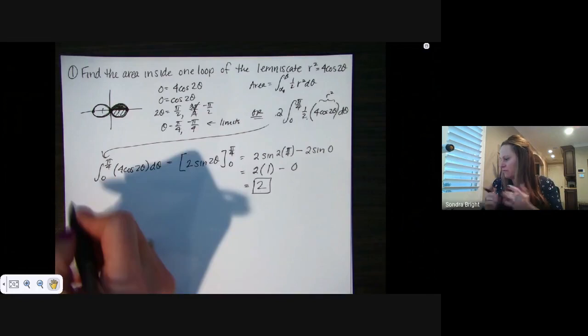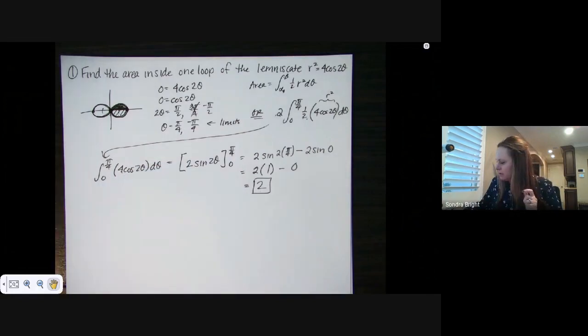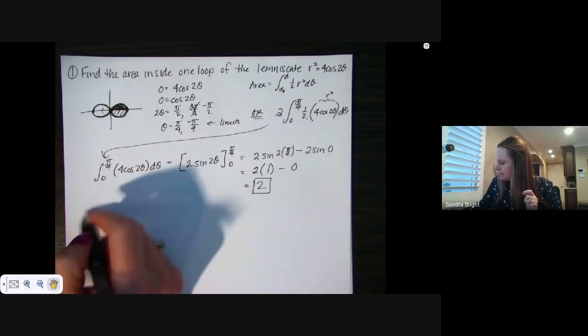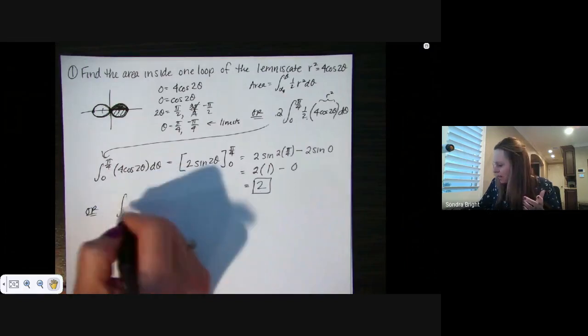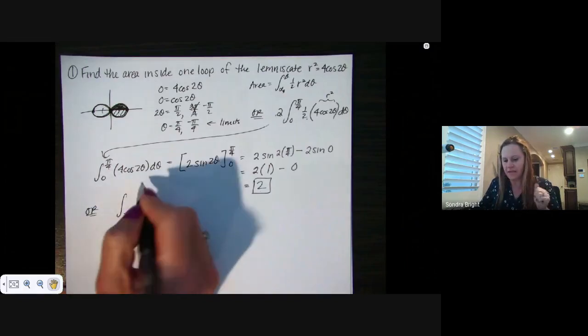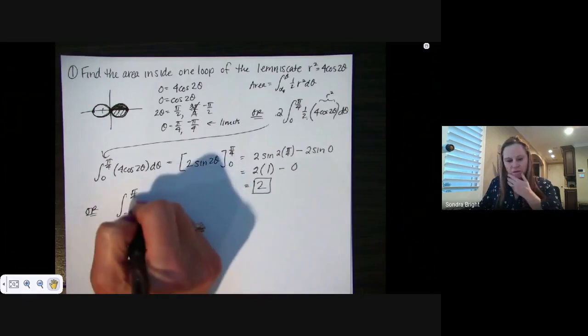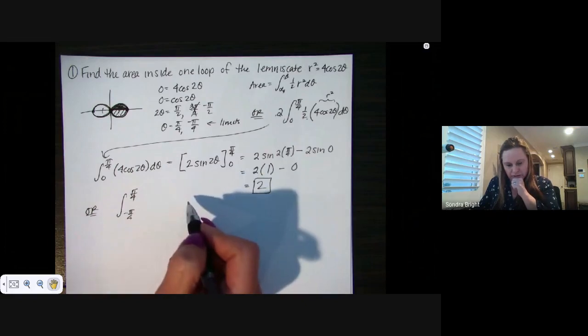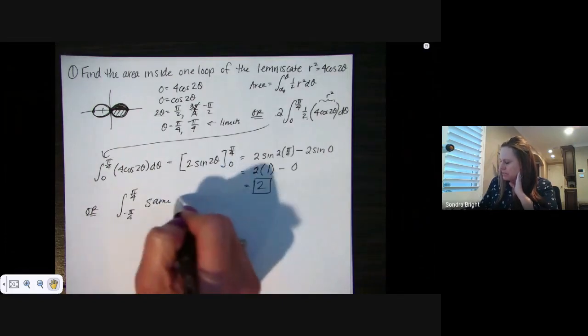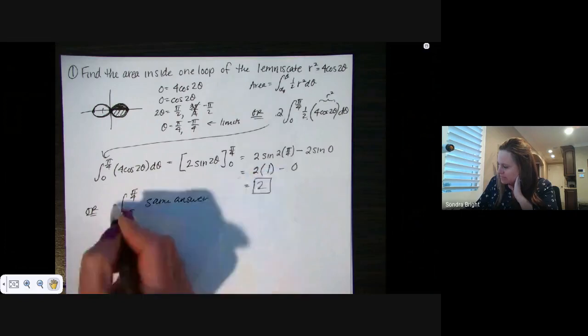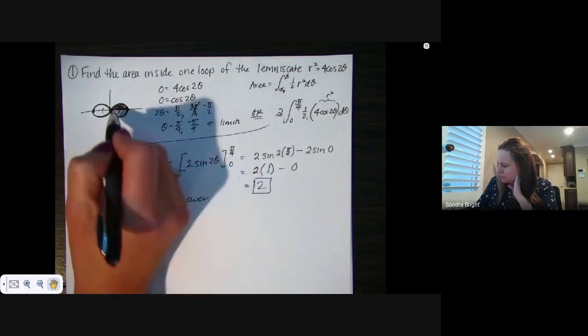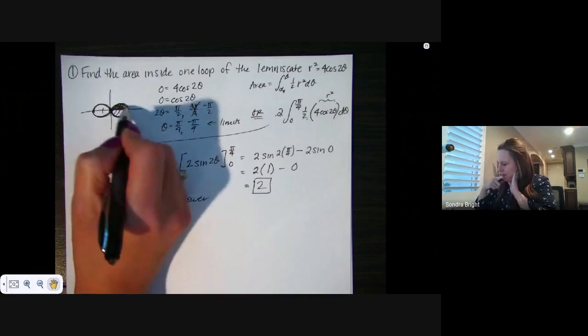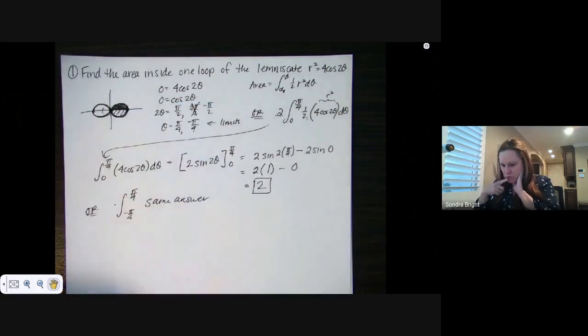You also could have gone from negative pi over 4. So it also would have worked from negative pi over 4 to positive pi over 4. That's perfectly fine. You will still get the same answer. So this time you wouldn't be multiplying by 2. It's just negative pi over 4 to pi over 4, so that'll generate this guy. That will give you that whole thing.